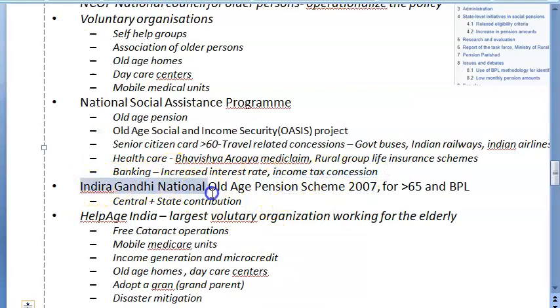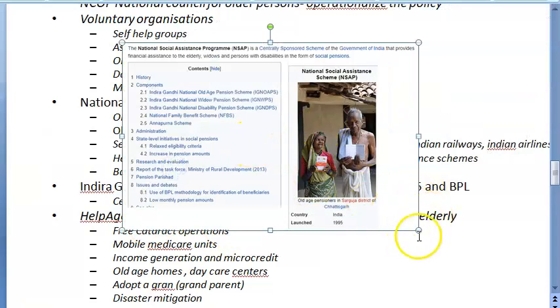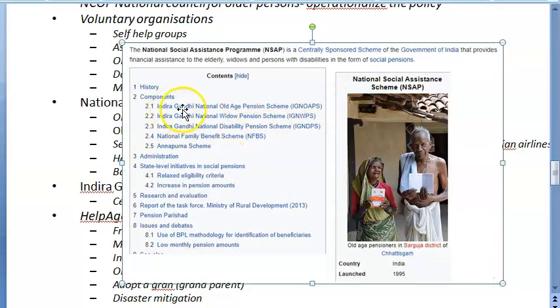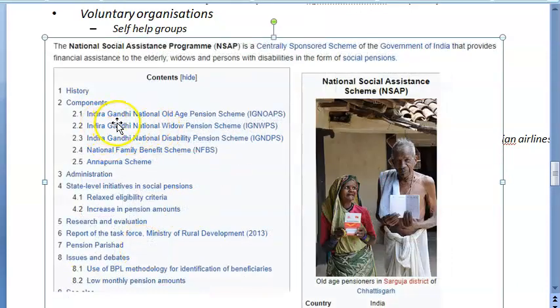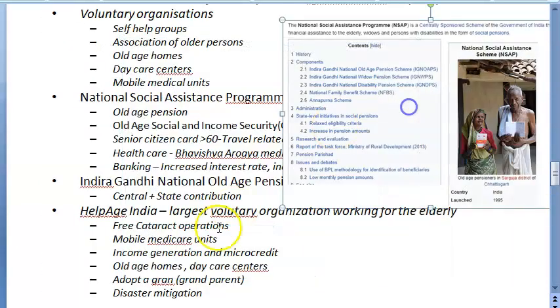Then there is IGNOAPS, Indira Gandhi National Old Age Pension Scheme 2007, for which the state and central governments both give contribution. Just look at this one thing here. This National Social Assistance Program, under it this Indira Gandhi National Old Age Pension Scheme comes. There is also the Indira Gandhi National Widow Pension Scheme and Indira Gandhi National Disability Pension Scheme. For disability and for widows, they have something extra. Then they have the National Family Benefit Scheme and Annapurna Scheme. So all this you can mention.